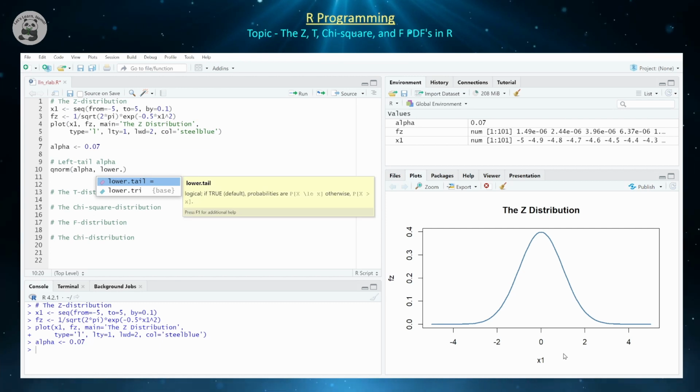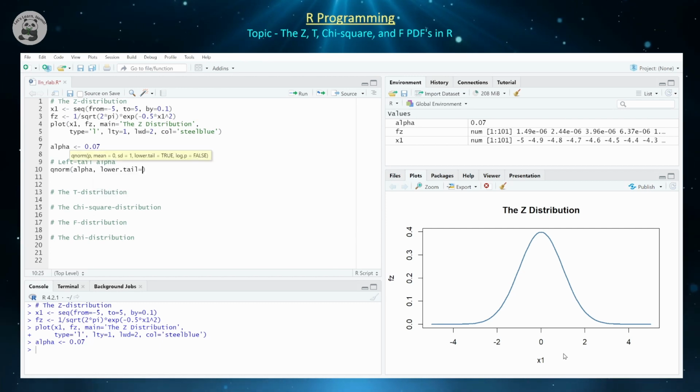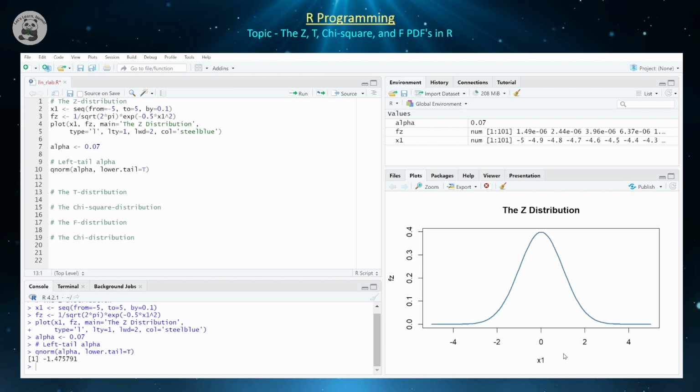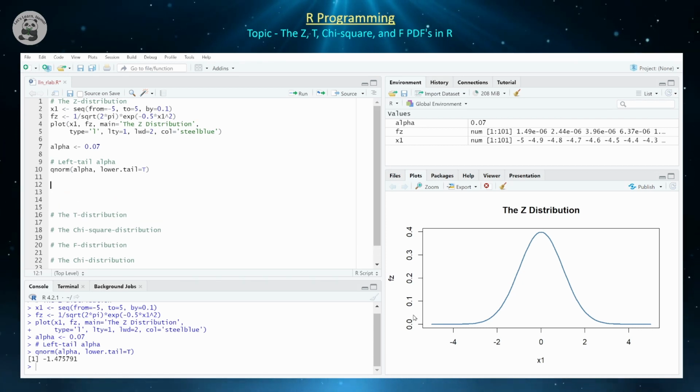So we want it to be in the lower tail or the left tail, so we're just going to be saying lower tail is equal to true, and that's going to be what we're eventually going to call our left critical value for our left-tailed alpha. So in terms of its interpretation, 7% of the standard normal distribution lies to the left of negative 1.4758 approximately.